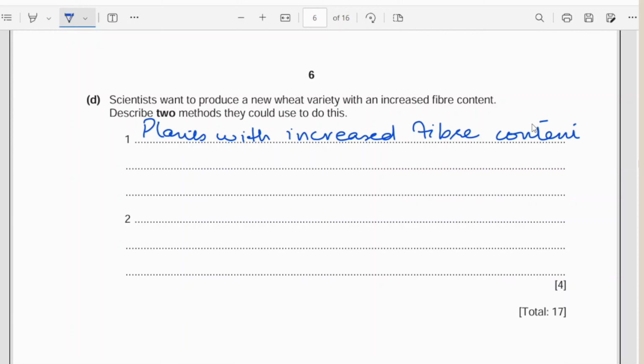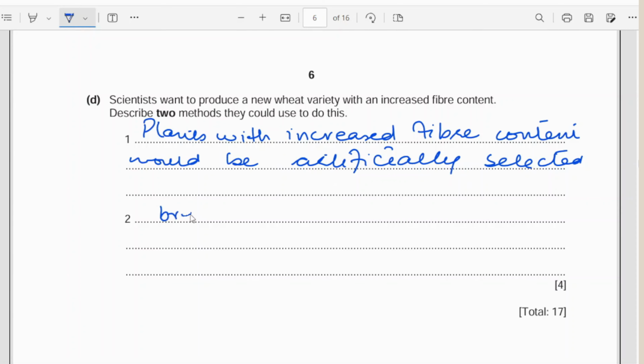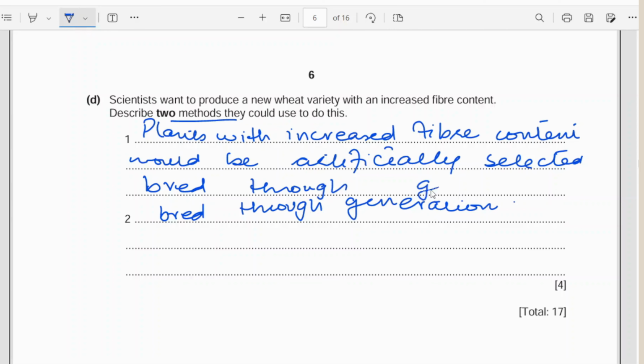Wait, stay with the simple thing. Phenotype, because we need more fiber content. So a plant with increased fiber content would be artificially selected and then bred, bred through generations. Oh yes, so it would be the same, bred through generations. What is point number two? That would definitely be genetic modification.